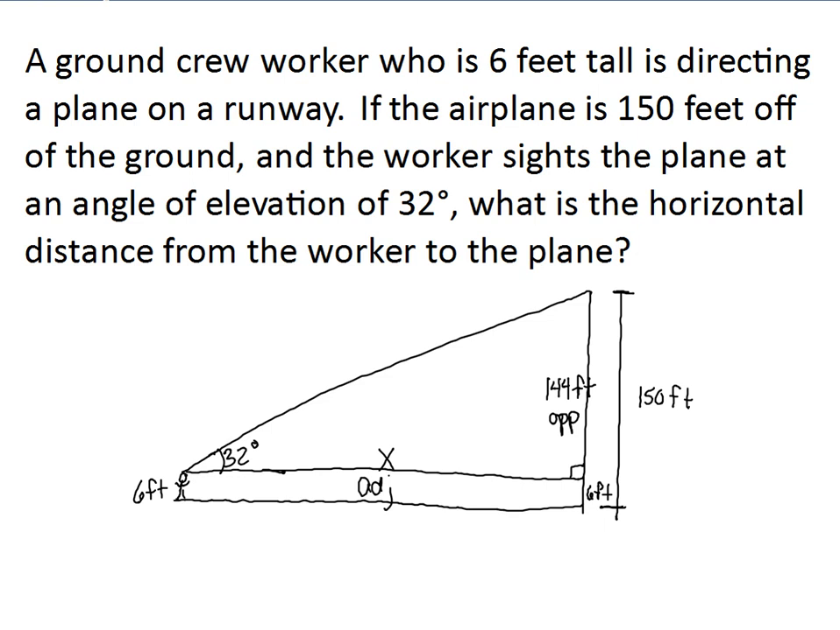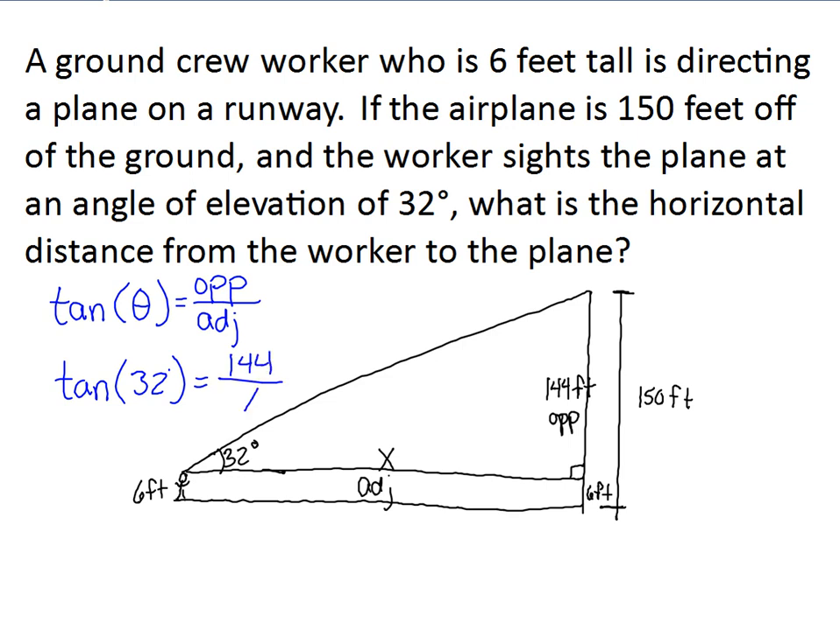Now you need to decide which one of your trig functions uses opposite and adjacent, and that would be tangent. We know our angle measure is 32 degrees. Our opposite side is 144. Our adjacent side is x. Now we want to get the x by itself, so we're going to multiply both sides by x so we can get it out of the denominator. This is going to cancel. We're left with x times the tangent of 32 is equal to 144.